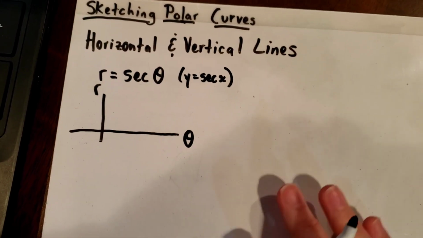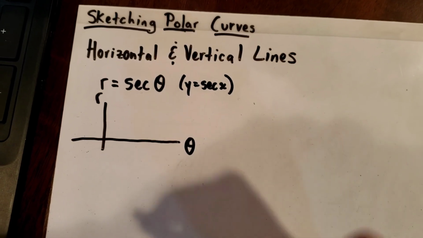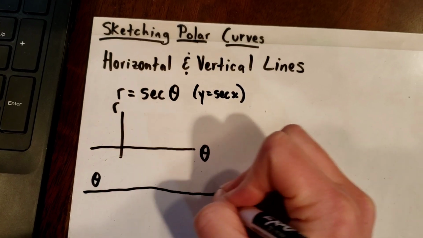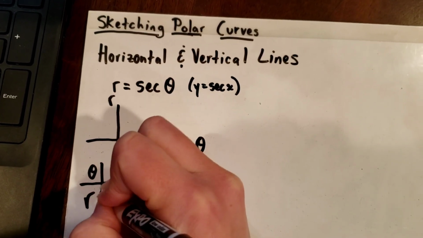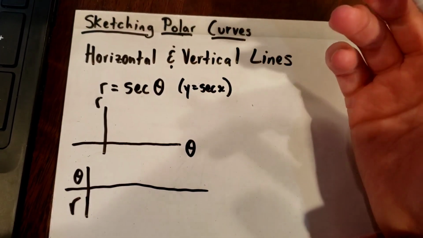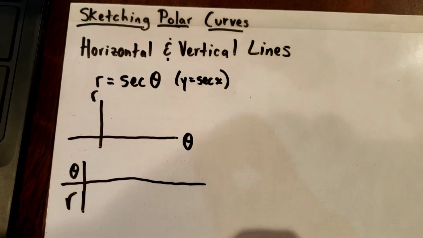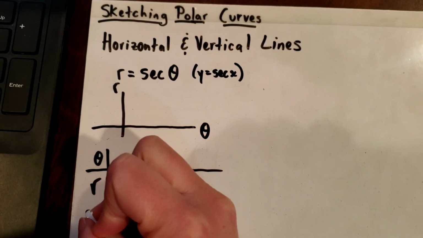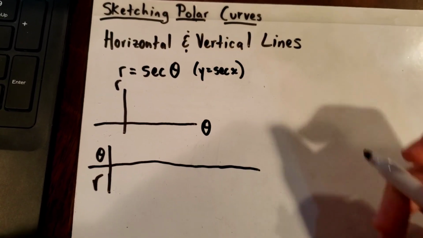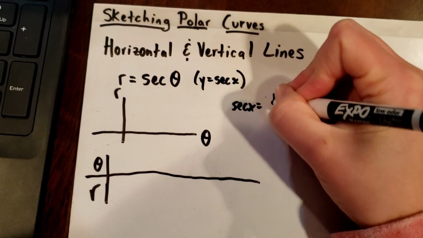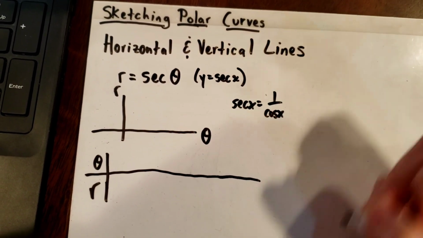Okay, so what we want right now are different theta. So we could do this in degrees, that's fine. The input is theta, and the output is r. Now, we should know what the graph of r equals secant of theta is. We've studied it before. Don't forget, secant is just the reciprocal of cosine, right? Secant of x is the same as 1 over cosine of x.